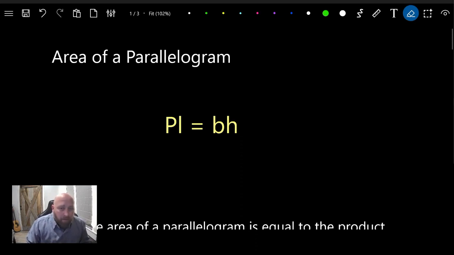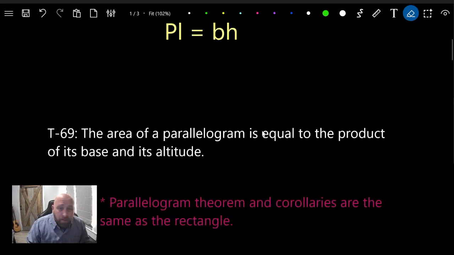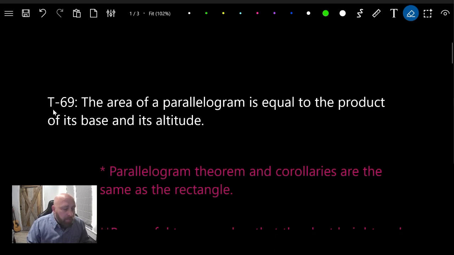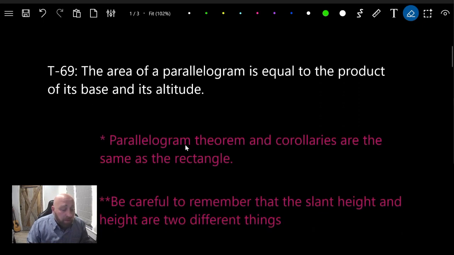Area of a parallelogram is PL, so capital letter P, small letter L, and that equals BH. And maybe you're like, wait a second, I thought yesterday's lesson was BH. Well, good news, you're right, you haven't lost your mind. Theorem 69 says the area of a parallelogram is equal to the product of its base and its altitude. The parallelogram theorem and corollaries are the same as the rectangle. So in other words, what we learned in last lesson applies to this lesson as well.